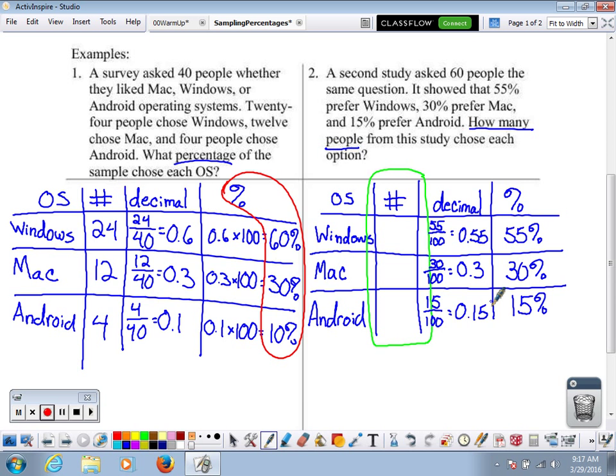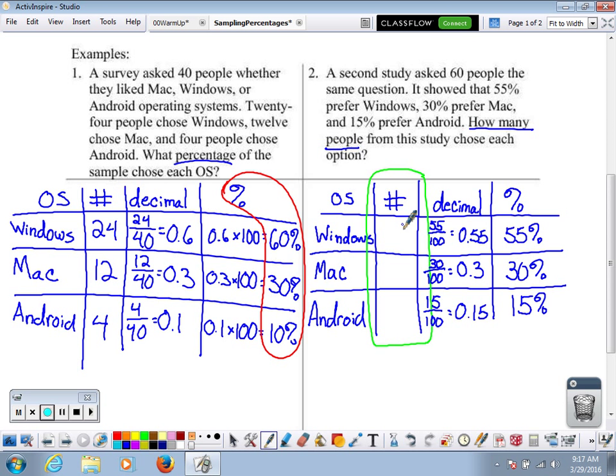Now, here's the real tough part. I need to go backwards. On the first example, I had the number of people that chose the operating system, and I wanted the percent. So I divided the number of people that chose it by the number of people that I asked, and that gave me the decimal. How can I take the decimal and go to the number of people? Eileen?